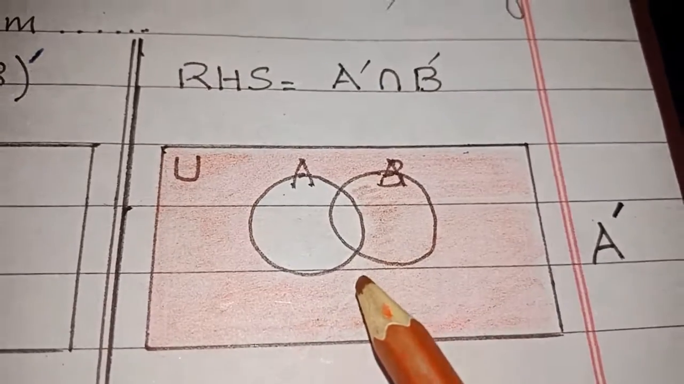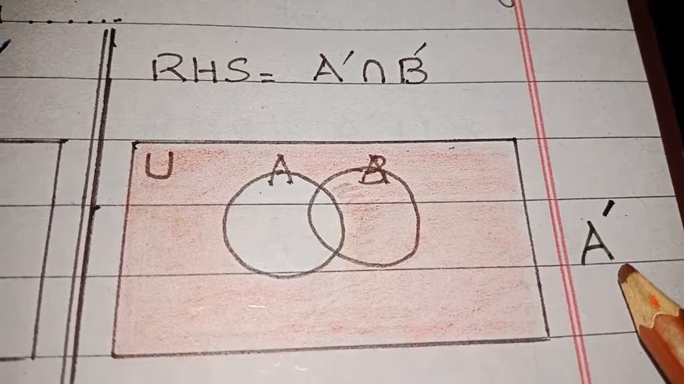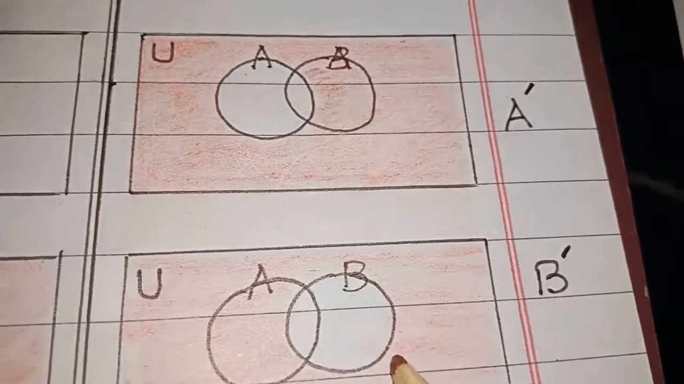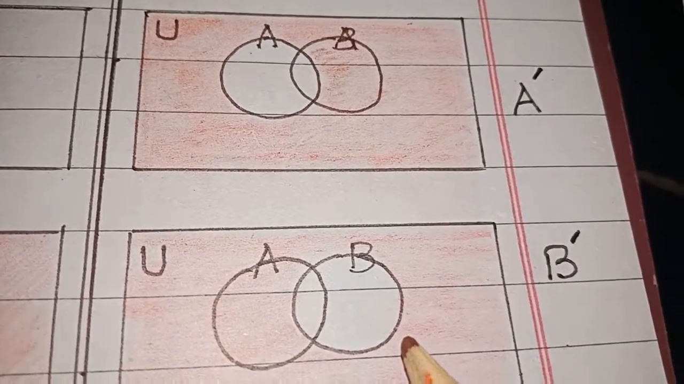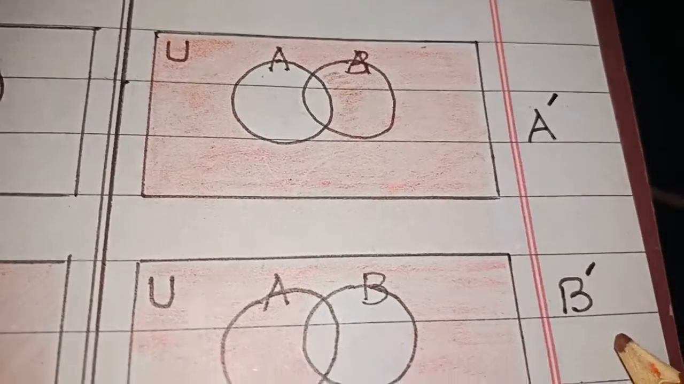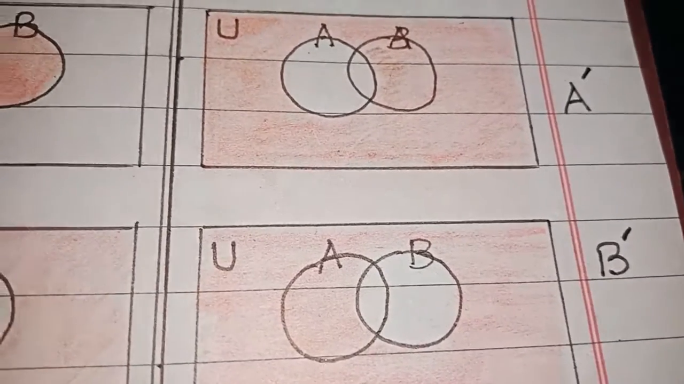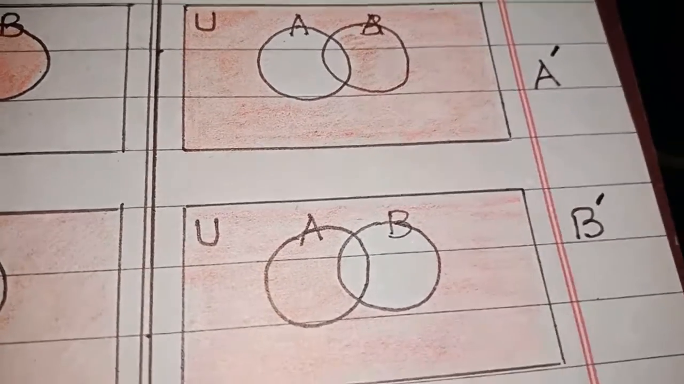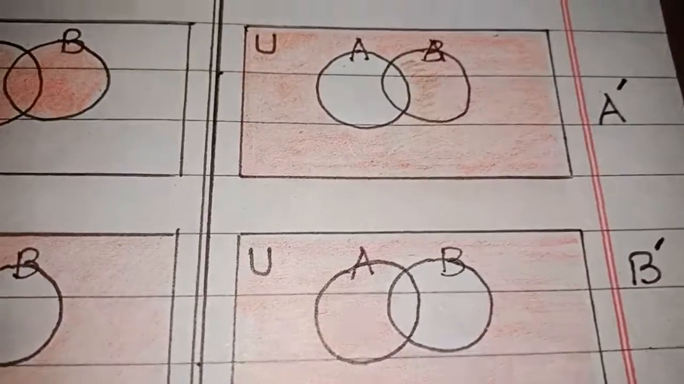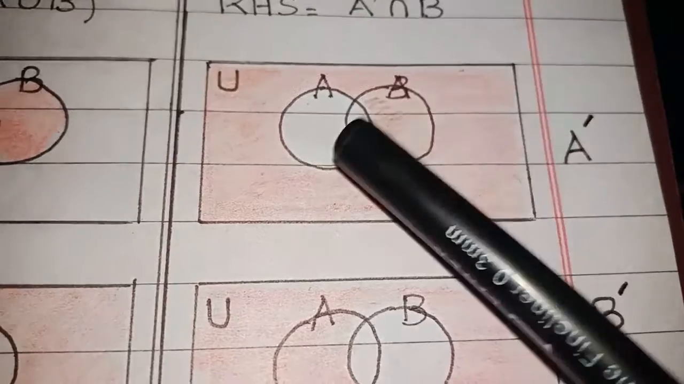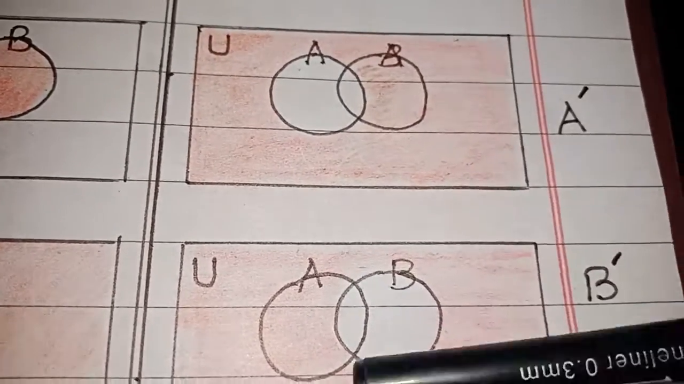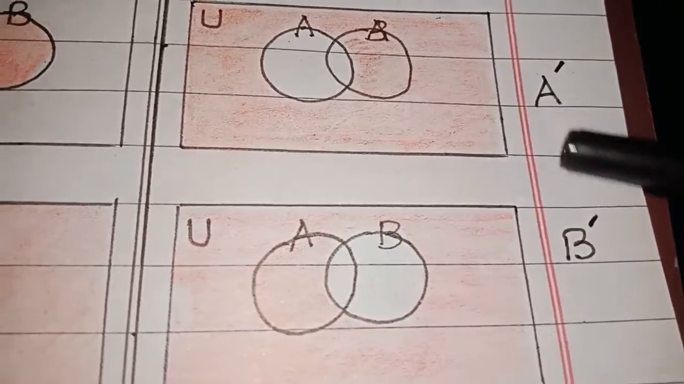So now in the first diagram, I have represented A complement. In the second diagram, I have represented B complement, and now I need to represent their intersection through Venn diagram. This is a little tricky, so focus here. We need to compare these two now. We need to find their intersection.